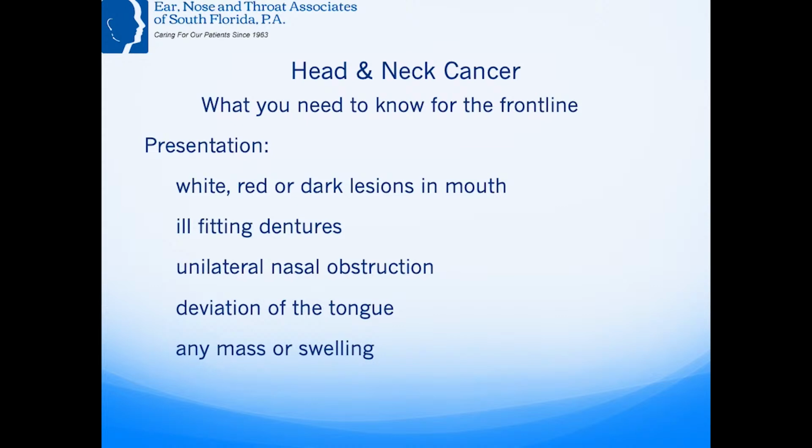Deviation of the tongue, paralysis of the innervation to the hemitongue resulting in deviation, means that you really need to start palpating the tongue. Put on a pair of gloves, feel the tongue, be suspicious of the tongue base. And of course, any mass or swelling throughout the face, head, and neck, you have to be suspicious for head and neck cancer. So essentially, be observant and be diligent in your exam.